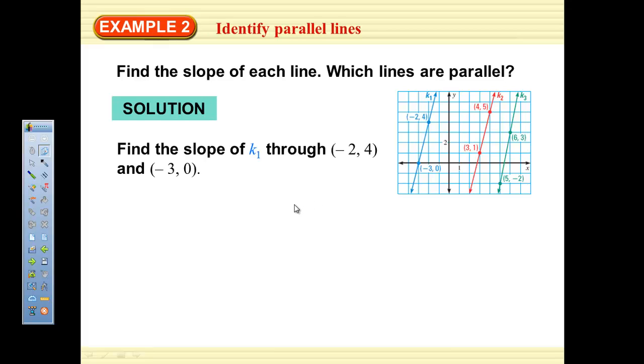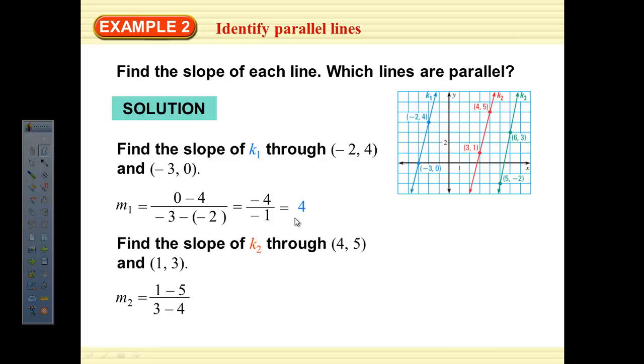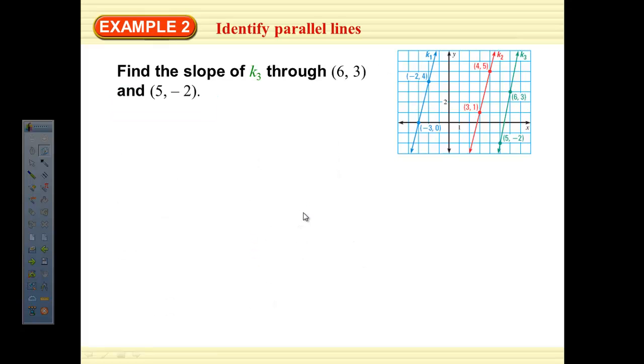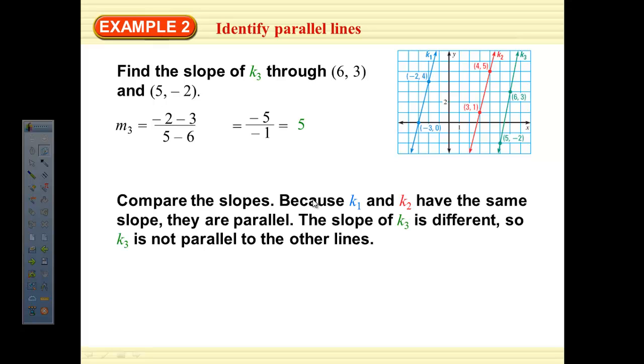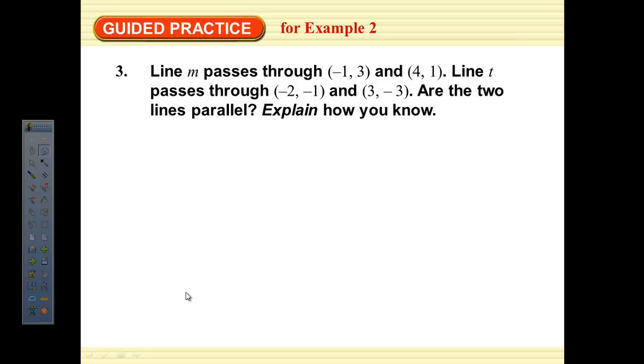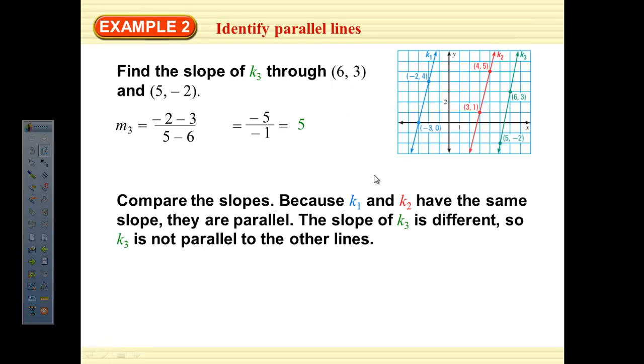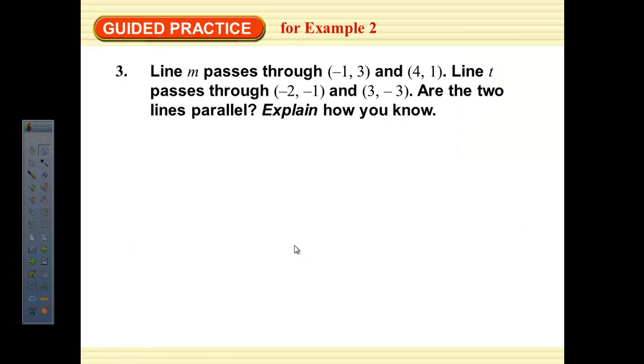We'll take a look again. We find the slope of K1, which happens to be 4. We look at the slope of K2, and that's also 4. We look at the slope of K3, and we get 5. So the two lines that would be parallel would be K1 and K2 because they have the same slope, so they're parallel. K3 is different, so it's not parallel.